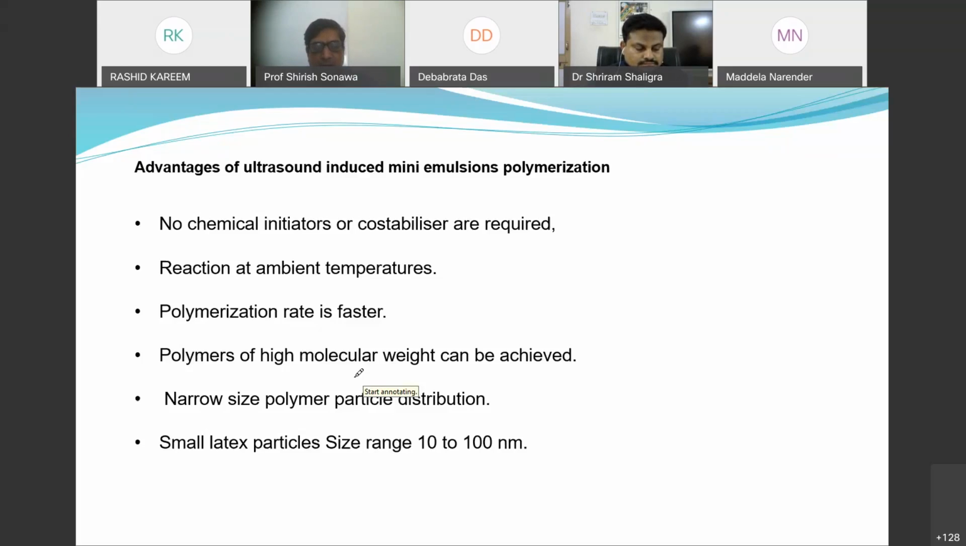This is a unique methodology in which we can bring the polymer latex into the nanometric size. Some other advantages are that the polymerization rate is quite fast. The conventional process takes 1 hour to complete the polymerization reaction, but here, within 20 minutes, you can form the polymer. Using ultrasound emulsion polymerization, you can always bring the polymer out smaller in size.